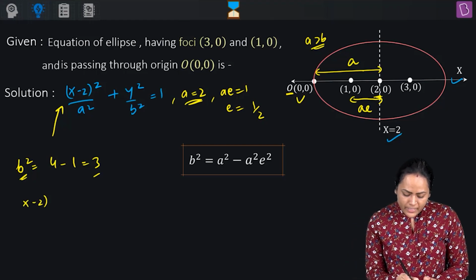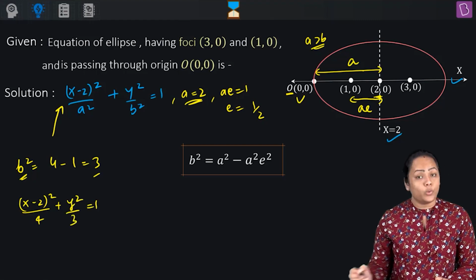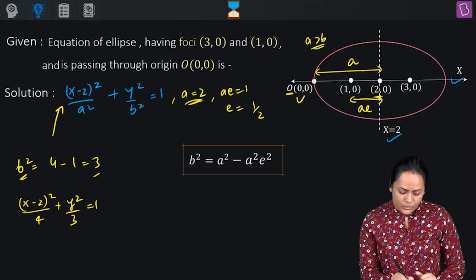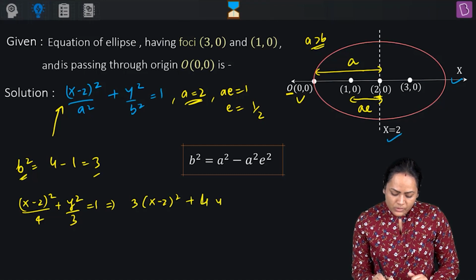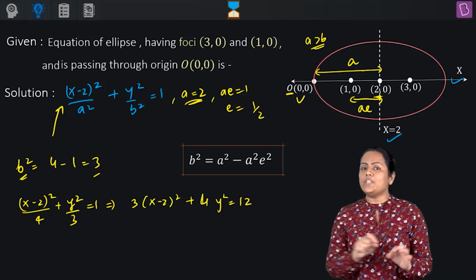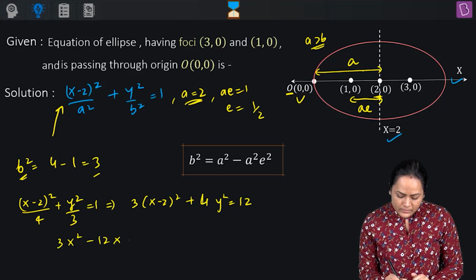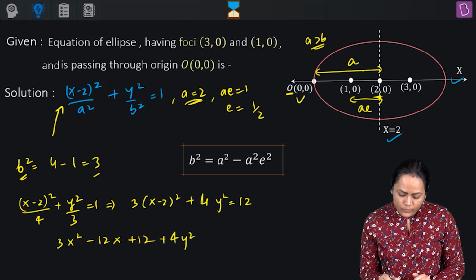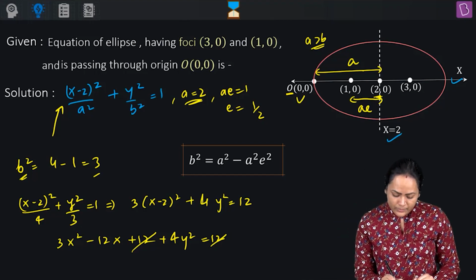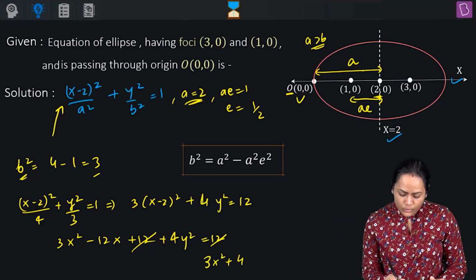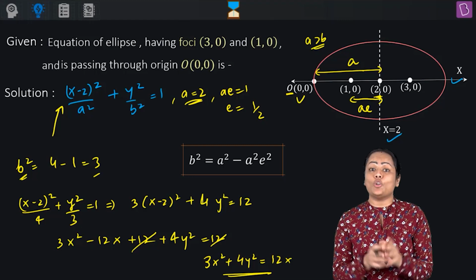So it's going to become (x minus 2) whole square divided by 4 plus y square divided by 3 is equal to 1. And when I take the LCM here, it's going to come out as 3 times (x minus 2) whole square plus 4 times y square is equal to 12. And when I expand this, my equation will become 3x square minus 12x plus 12 plus 4y square is equal to 12. This 12 is going to get cancelled out. So I can say the final answer will be 3x square plus 4y square is equal to 12x, which will be the final answer or the equation of the ellipse.